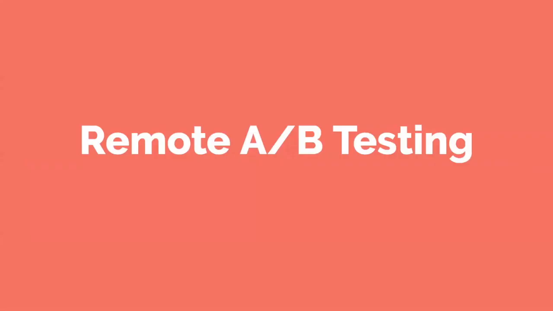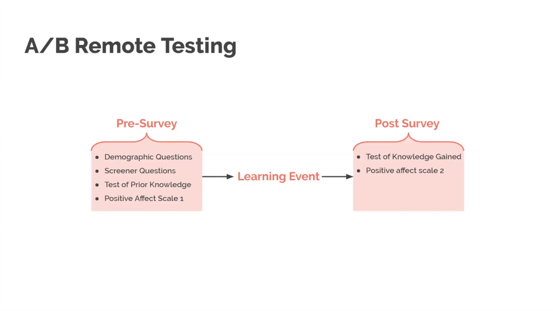Okay, so remote A/B testing then was conducted. There was a pre-survey and a post-survey, which were our primary captures, and it would test knowledge and positive affect before and after. So test of prior knowledge and test of knowledge gained, and test of affect to begin with, and then test of affect afterwards. And the positive affect scale is part of the positive and negative affect schedule. That is a 20-part questionnaire that tests positive and negative emotions. But the positive affect scale is just the 10 positive emotions that were taken out and used in previous studies to effectively gauge learner affect.